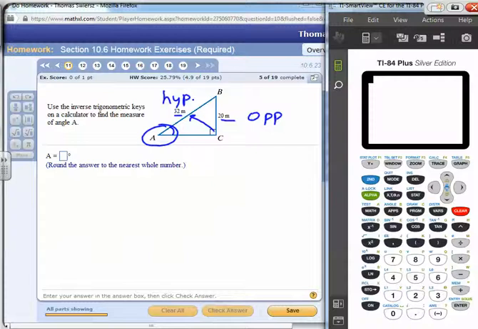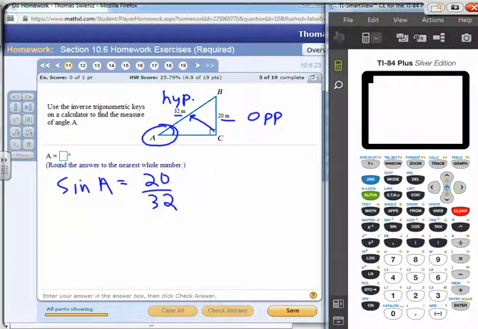Remember SOH-CAH-TOA. Sine is opposite over hypotenuse. Cosine is adjacent over hypotenuse. Tangent is opposite over adjacent. So that's how I remember sine. So sine of angle A is equal to the side opposite, 20 over 32.